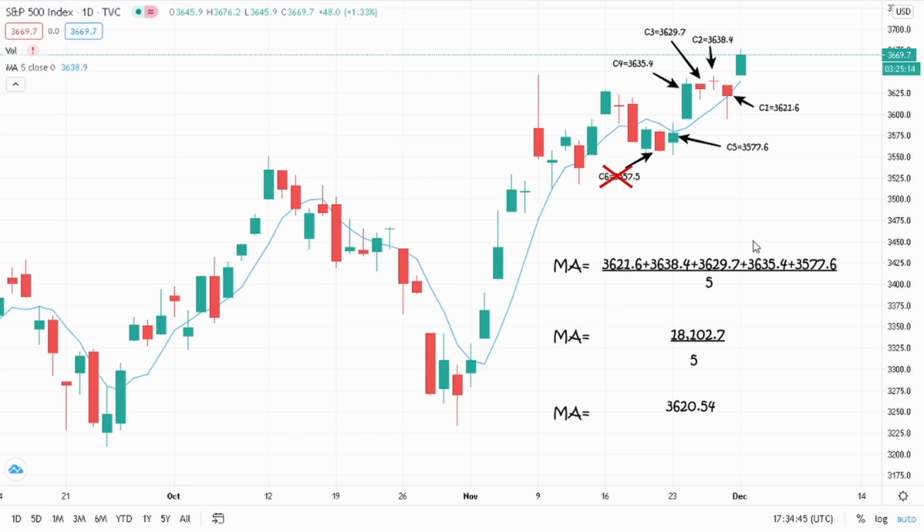So these 5 closing prices all summed up is going to be $18,102.70. We divide by 5 because once again we're using 5 separate price periods. We get a moving average for November the 30th of $3,620.54. And if we look here, it lines up with that.